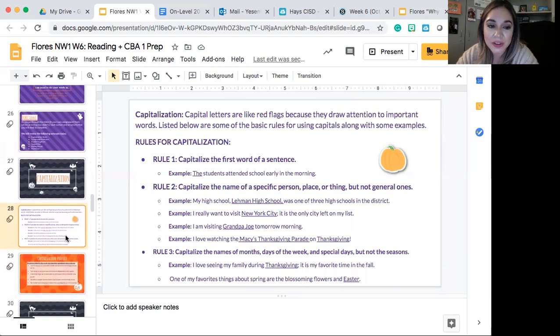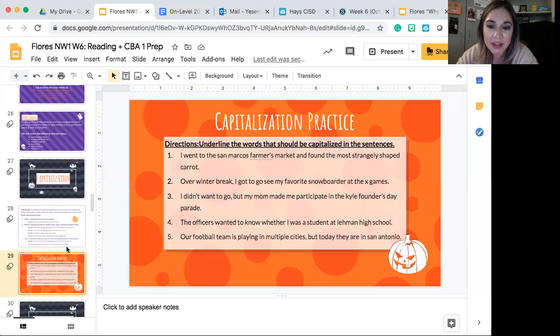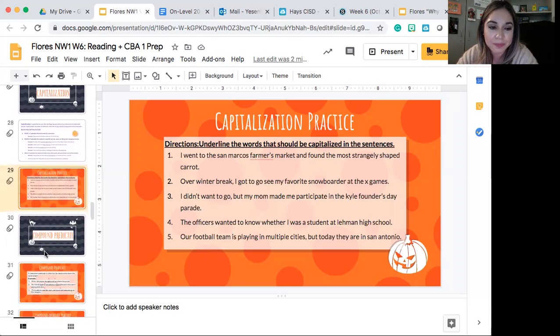So after you read the grammar rules, you would go to the next slide, which is an activity. Underline the words that should be capitalized in the sentences. For example: I went to the San Marcos Farmers Market and found the most strangely shaped carrot. You would do this for all 5, underlining the words that need to be capitalized.